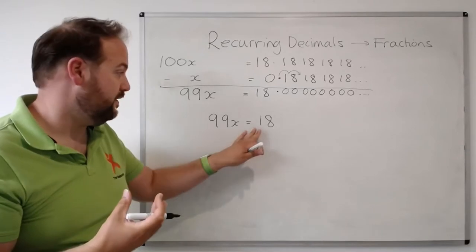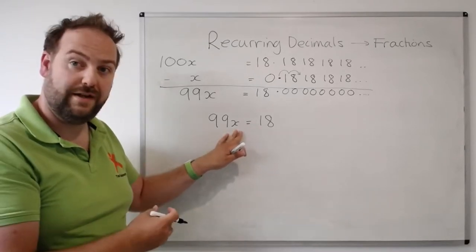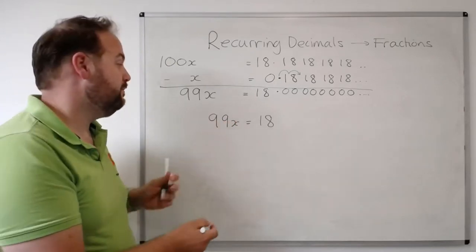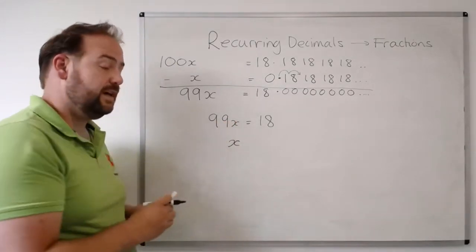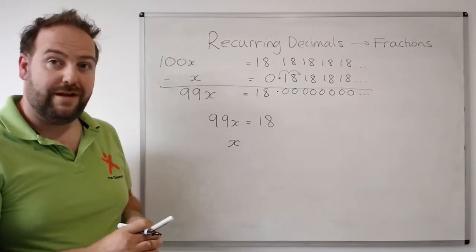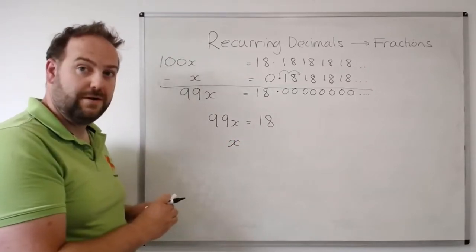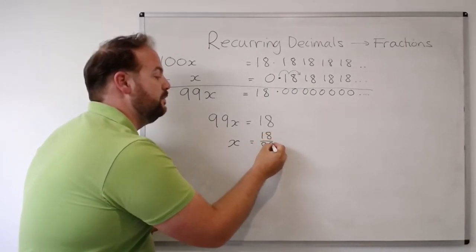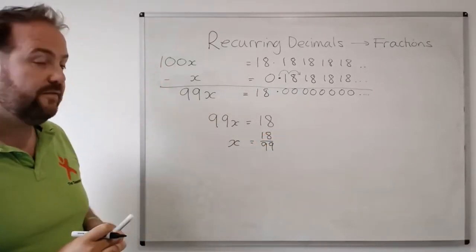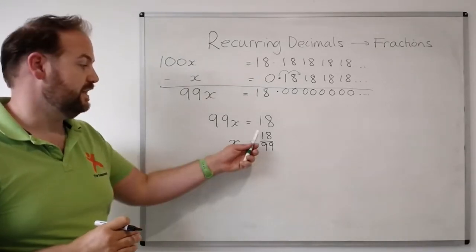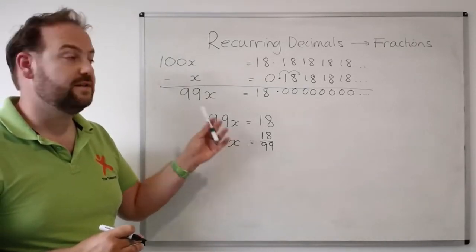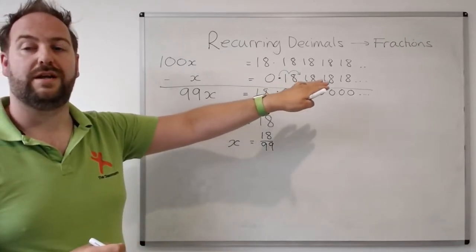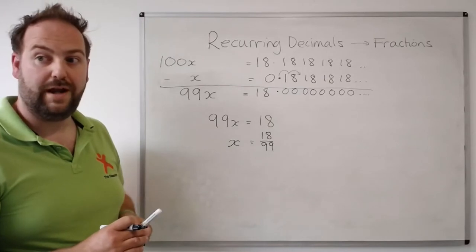To find out what x is, we do the inverse, the opposite thing. So instead of multiplying by 99, we need to divide this side by 99. Divided by 99 gives us just x. We must do the same thing to both sides, otherwise the equation doesn't balance. 18 must be divided by 99 as well. And there you have a fraction. The fraction is 18/99. This is the same as the original number I gave you at the start, 0.1818181818 going across there, or 0.18 recurring.